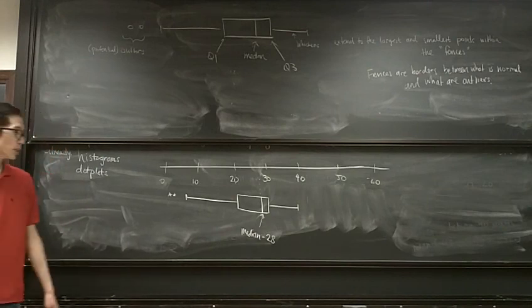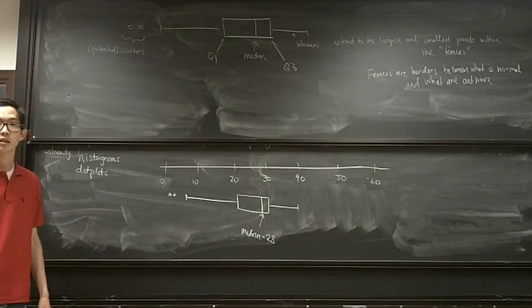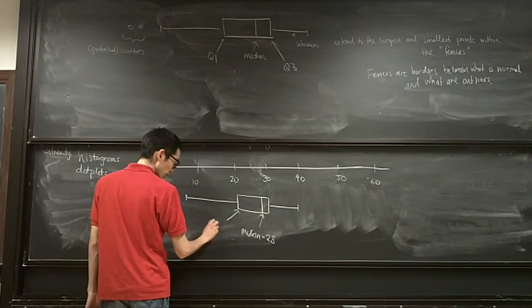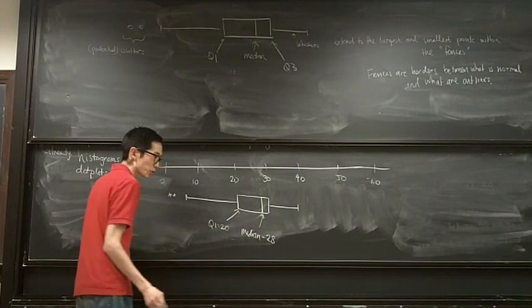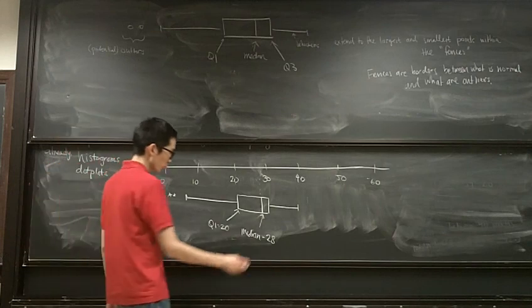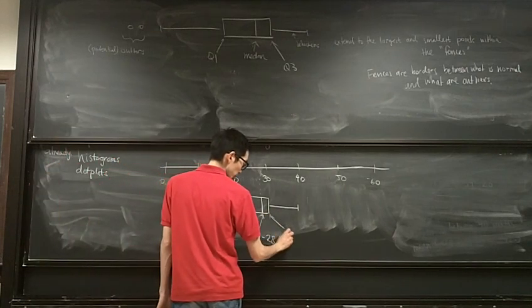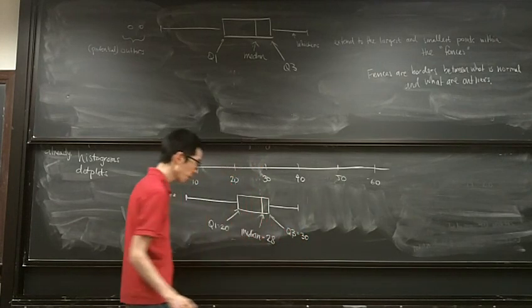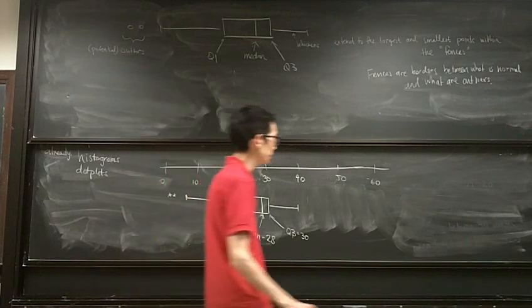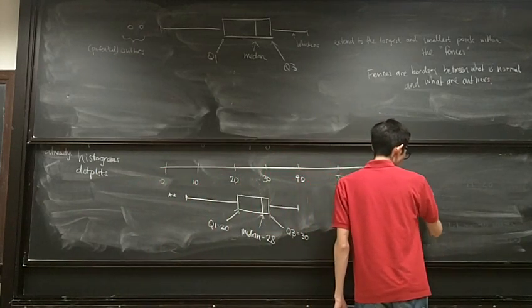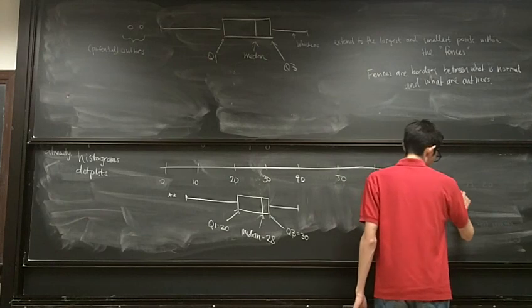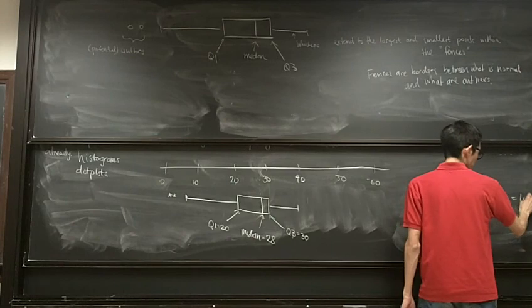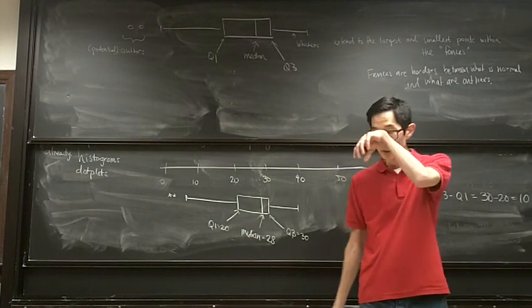What is Q1? 20. Q1 is this value over here. 20. Great. Q3? 30. My IQR? 10. What is the IQR? Q3 minus Q1. So 30 minus 20, 10. I get an IQR of 10.